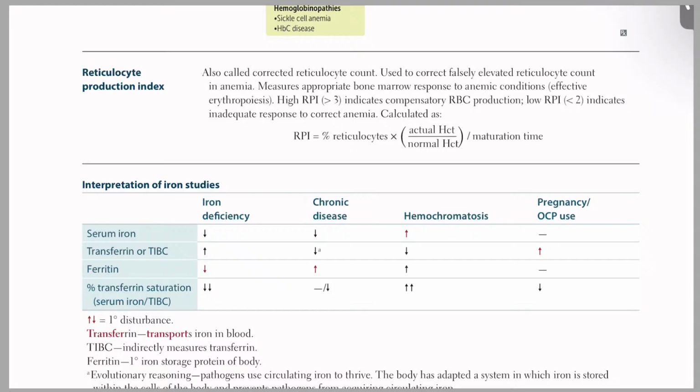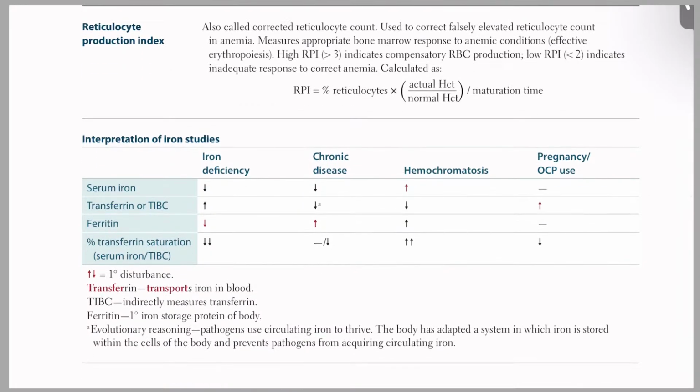Interpretation of iron studies: iron deficiency, chronic disease, hemochromatosis, pregnancy or OCP use. Serum iron: in iron deficiency decreases, in chronic disease decreases, in hemochromatosis increases, in OCP use doesn't matter, nothing changes.